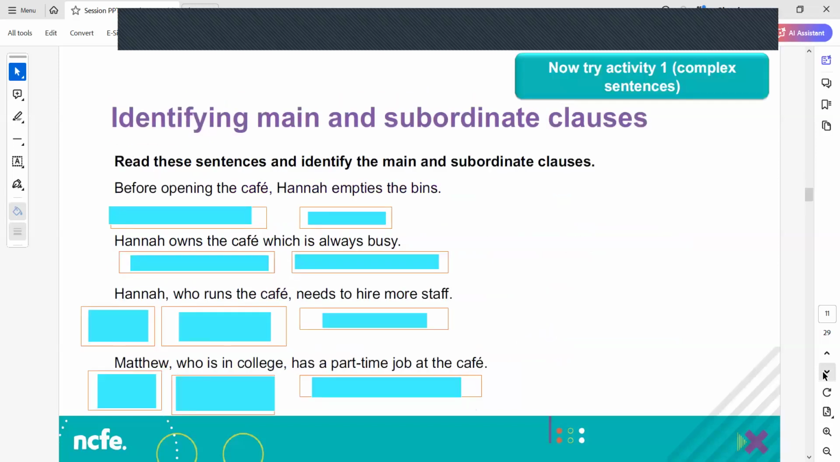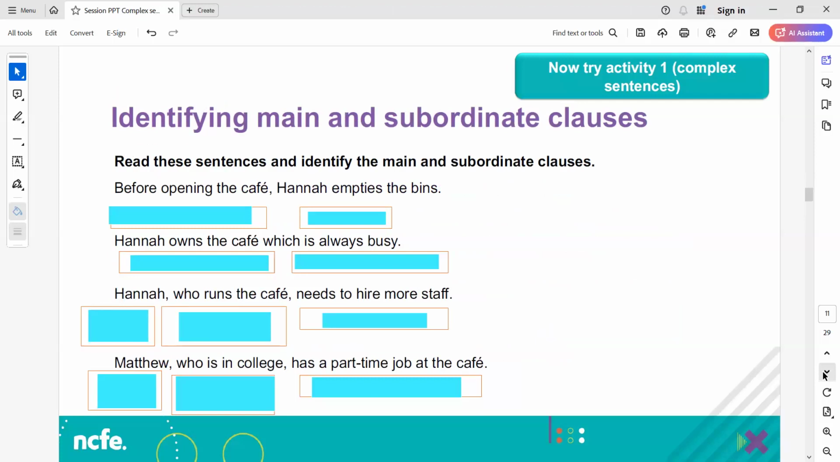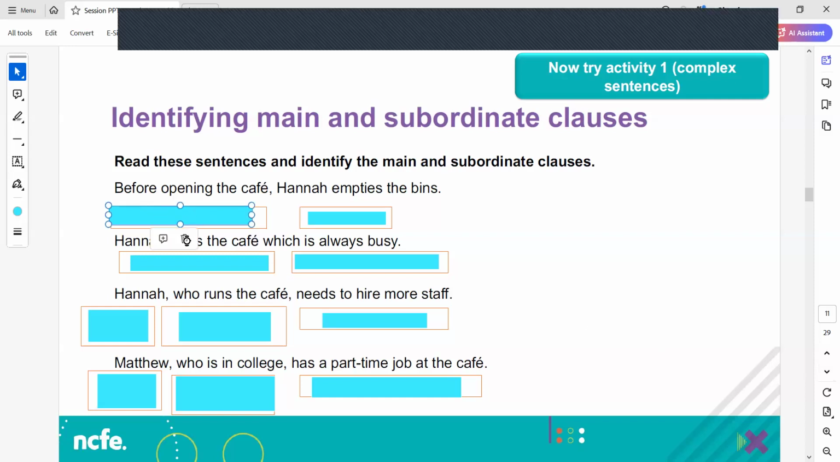So let's look at these sentences and identify the main and subordinate clauses. So the main clause could make sense on its own. The subordinate clause does not make sense on its own. The first sentence: before opening the cafe, Hannah empties the bins. Before opening the cafe, that's a subordinate clause. Good. And the main clause is Hannah empties the bins. Well done.